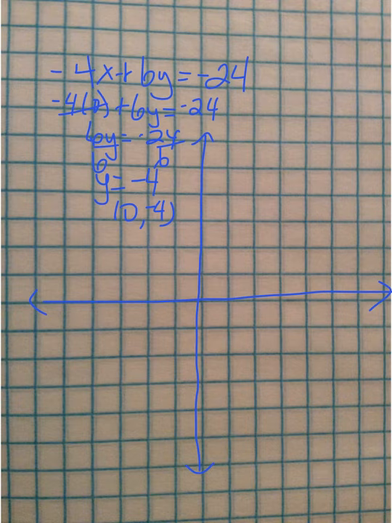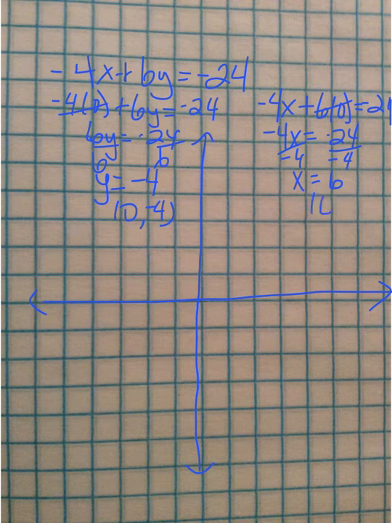Okay, now if I think about what an x-intercept is, it is something that is on the x-axis. And anything on the x-axis has a y value of 0. So to find the x-intercept, I'm going to put in 0 in place of the y. So 6 times 0 makes that 0. So this is negative 4x equals negative 24. Divide by negative 4, and x is 6. So I have 6 for my x value, 0 for my y. So 6, 0 is my ordered pair.